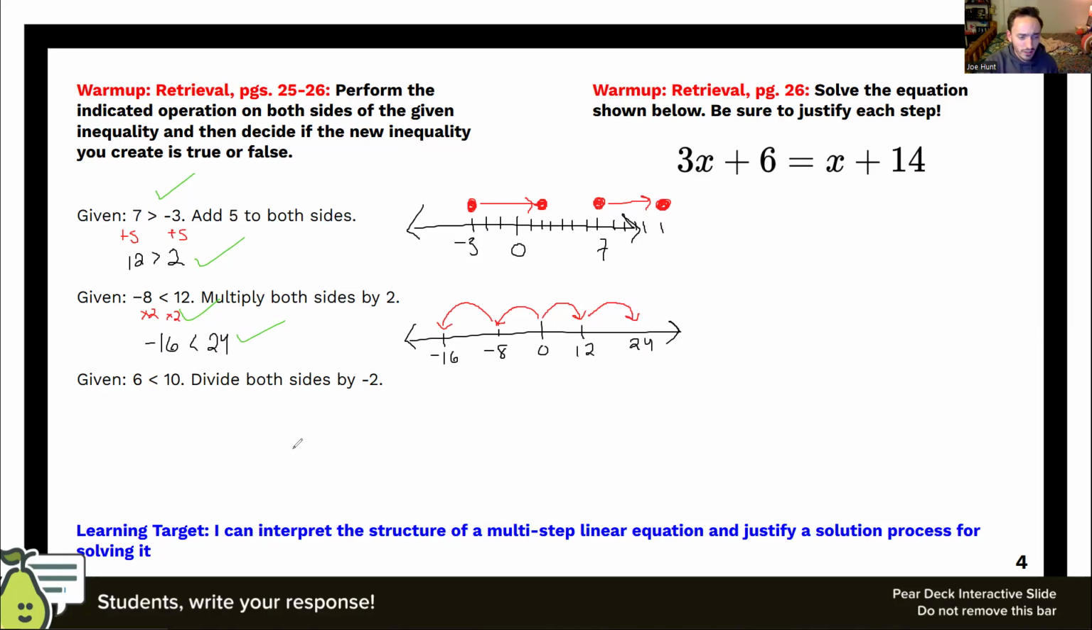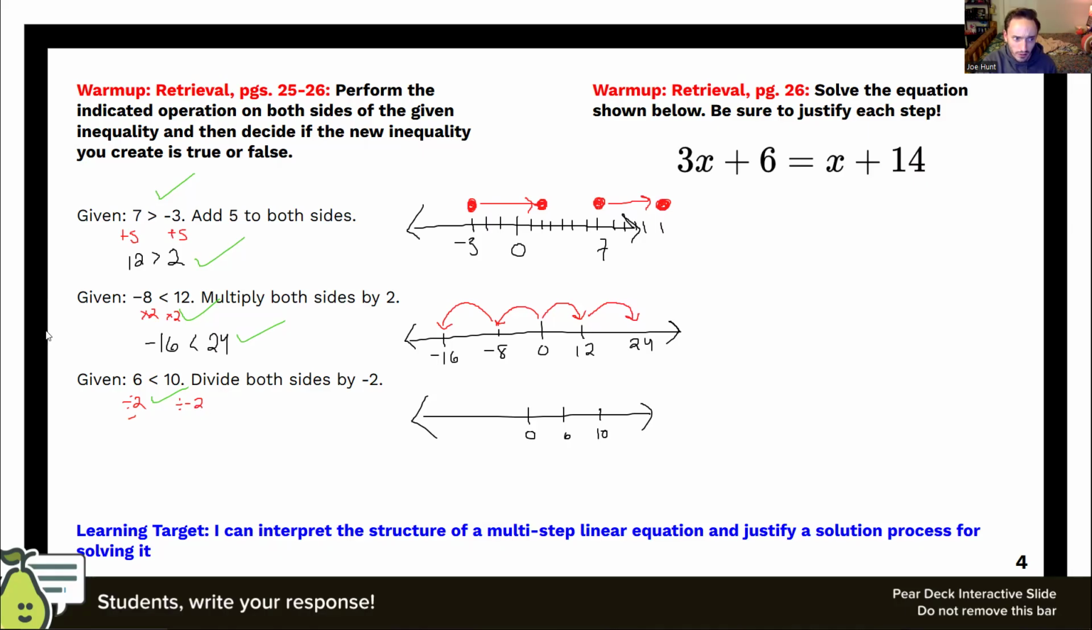Now, if I take a look at this last one, where I've got 6 is less than 10, that's a true statement, right? 6 is in fact less than 10 on the real number line because it's further to the left. So if I sketch that diagram here, I've got 0, and then 6, and then 10. 6 is left of 10, so that's good. But now we're going to do this last operation where I divide both sides by -2.